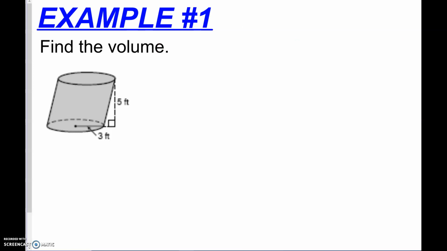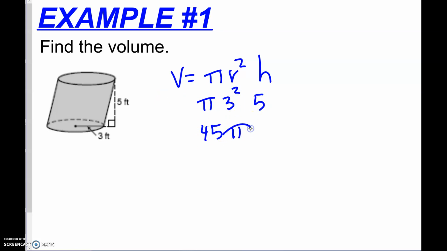All right, getting on to the real math of stuff, finding the volume here. So volume is going to be pi r squared h. So we have pi times the radius squared, so 3 squared, times the height, which is 5. So that's 9 times 5, so we have 45 pi, if they want this in exact answers, with your label of feet cubed. And if we round it to the hundredth, it's 141.37 feet cubed. So we have the exact answer, 45 pi, and 141.37.